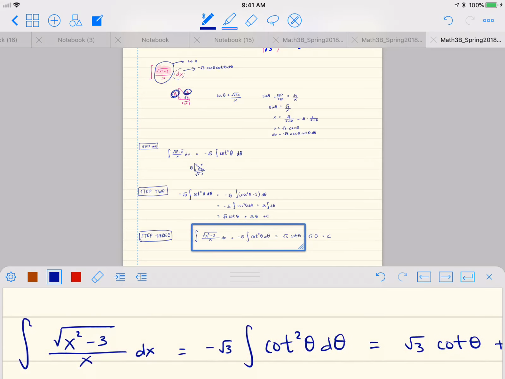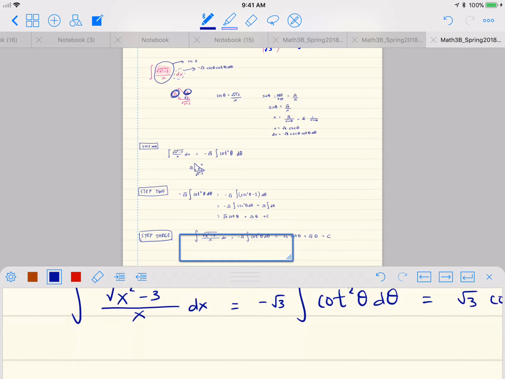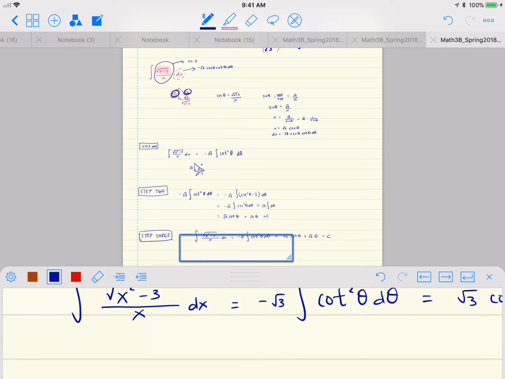Now this doesn't make any sense unless I know the relationship between x and theta. So this again is where we have to use that triangle. That's a horrible triangle, so we're going to try again.